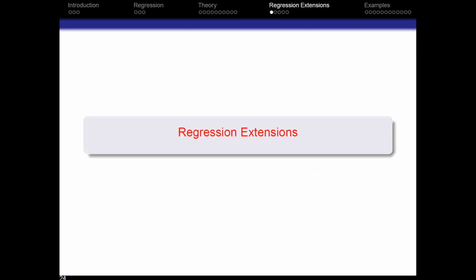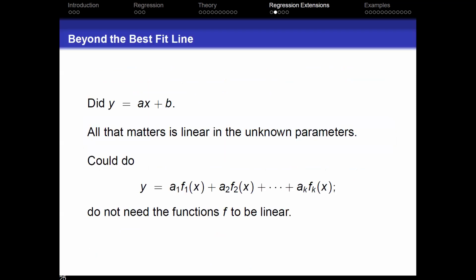All right, so extensions. If we could only use this for linear relations, it would be extremely restrictive. So we want to show that this actually holds in much greater generality. So we did y equals ax plus b. It turns out that all that really matters is that it's linear not in the variable x, but it's linear in the unknown parameters. So if I had a combination of functions, if I had some multiple of the function f1 and some multiple of f2 and some multiple of fk, maybe the first one is x cubed, then x squared, then x to the first, then 1.